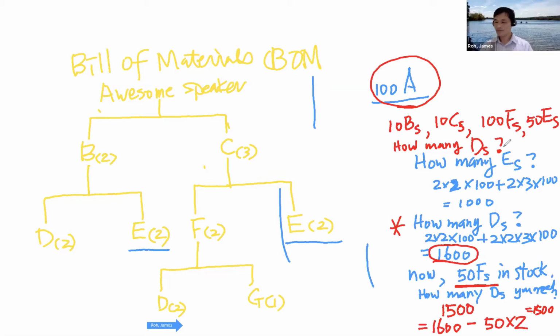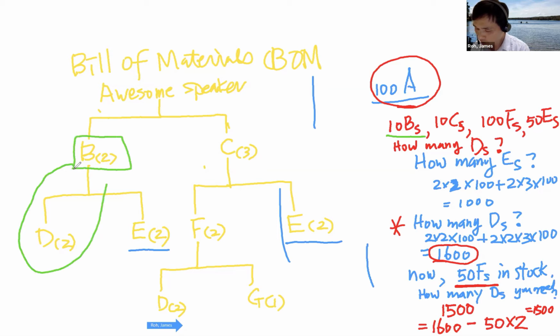Great job, Amanda. You got it right, and I'm very happy that you got it right. So what she said was, let me change the color now, green. So 10 Bs, right? 10 Bs is right here. B is related to here.